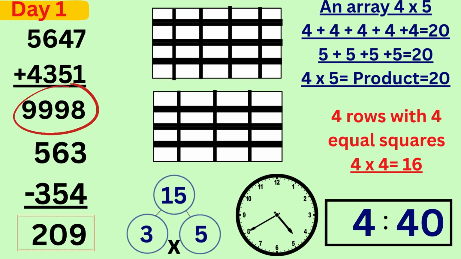Number 5, on the analog clock, the hour hand is almost on 5 and the minute hand is on 8, so the time shows 4:40. The digital clock shows 4:40 written.